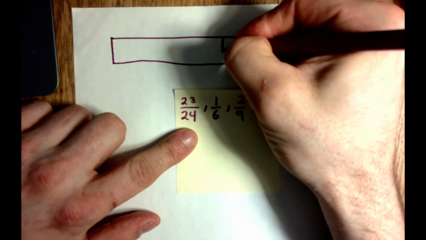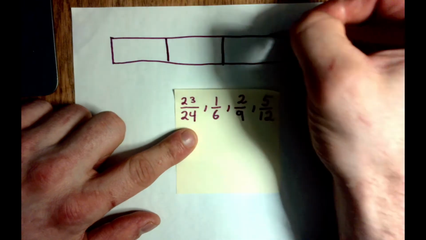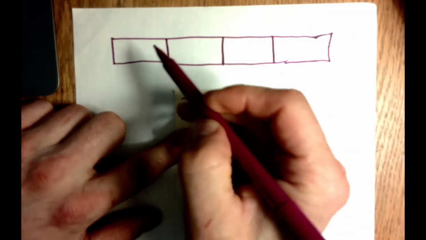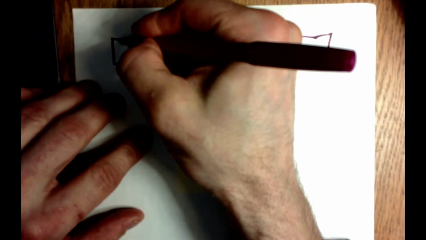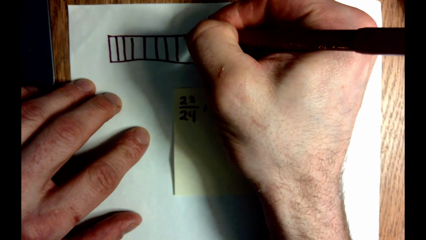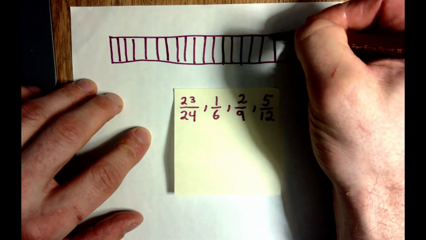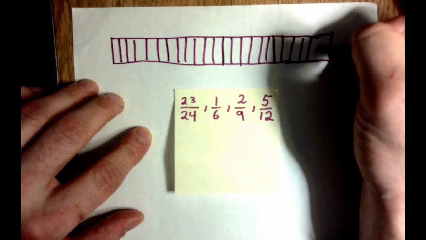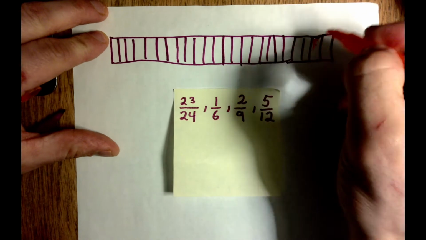So let's make 24 sections. Okay, so first I made 4 sections, and then I'm going to need 6 in each section. So 1, 2, 3, 4, 5, 1, 2, 3, 4, 5, 1, 2, 3, 4, 5, and 2, 3, 4, 5. Now, of these 24 trades, 23 of them were legit.